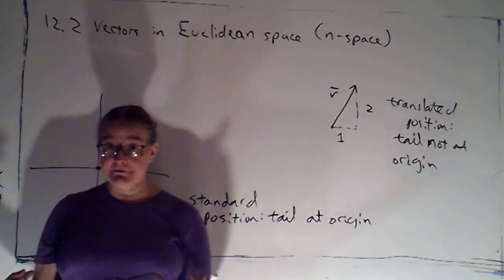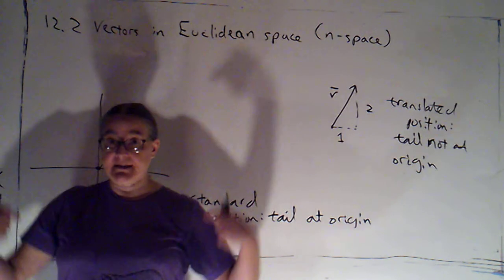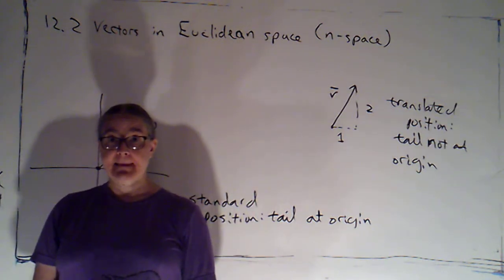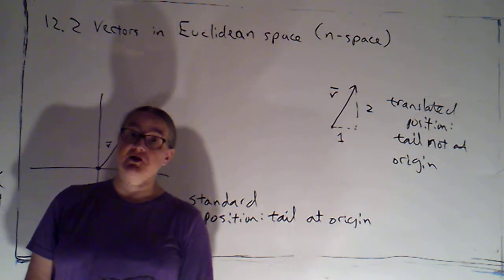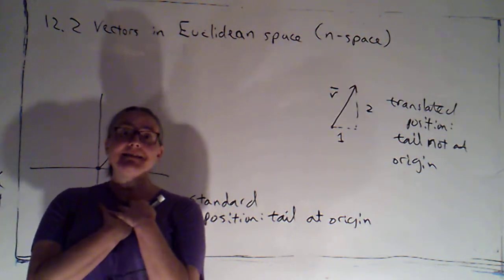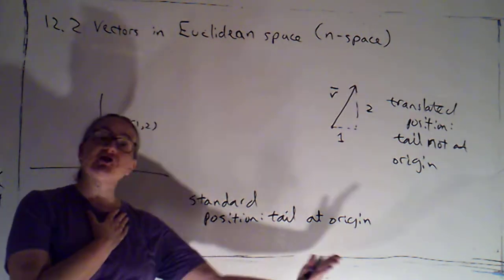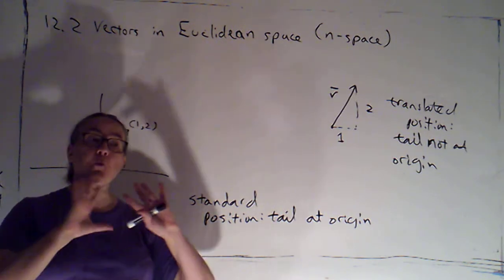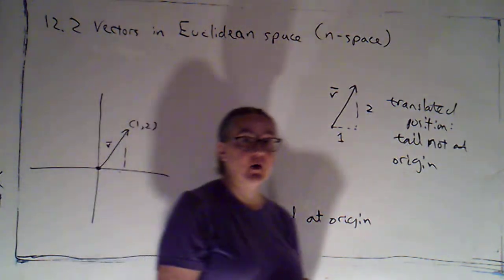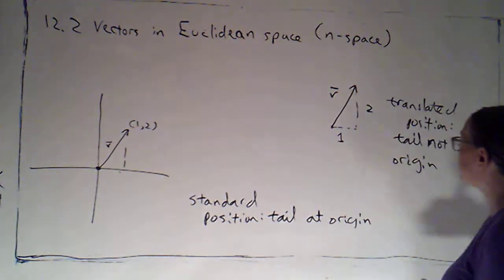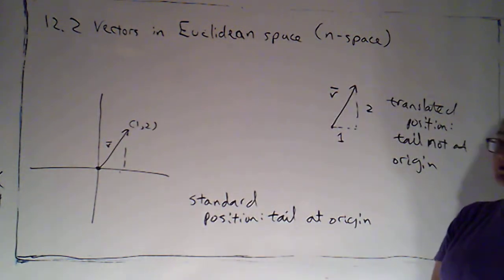I am at a different location, but guess what my name is? It is still Carla, and I am still your math teacher. My identity didn't change just because I changed location. So where you put a vector is not a part of its identity at all. They can be drawn in standard position or in translated position.